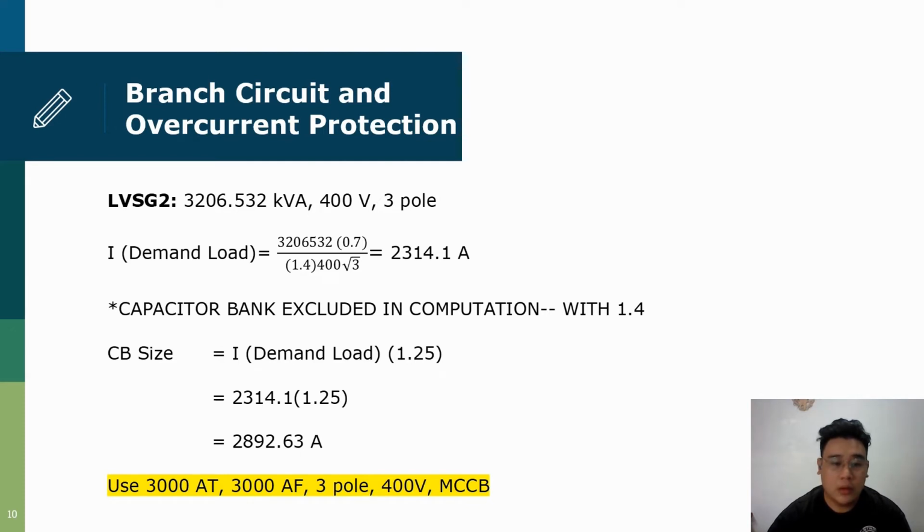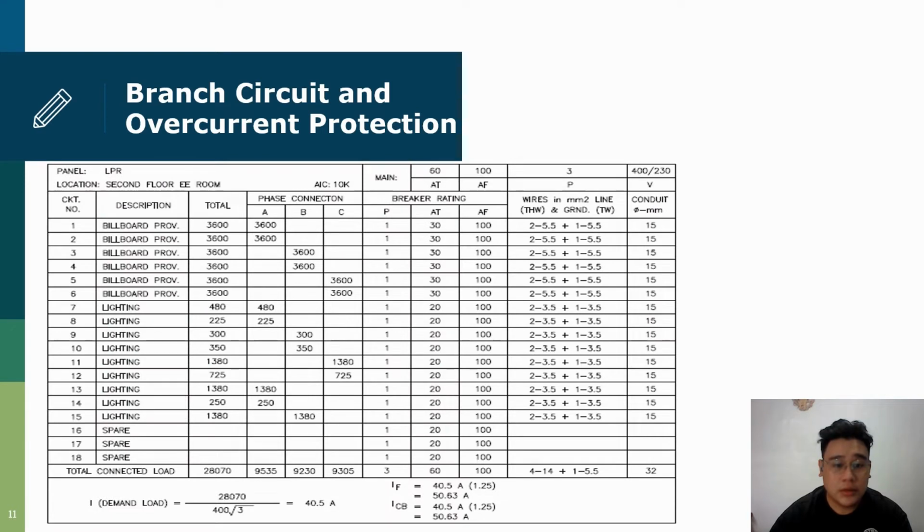To get the circuit breaker size again, the formula is current demand load times 1.25. Why again 1.25? Because the additional 25% is for the protection of the circuit breaker. So 2314.1 times 1.25 is 2,892.63 amperes, so we will use a 3,000 ampere trip, 3,000 ampere frame, 3 poles, 400 volts molded case circuit breaker again. Okay, next is the LPR panel.